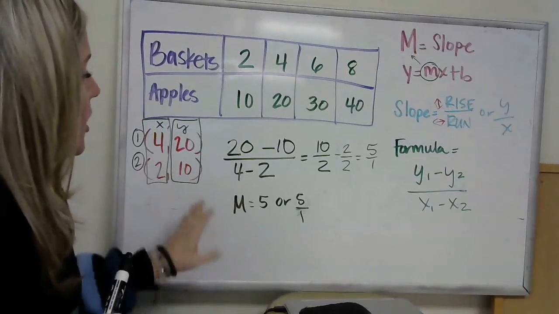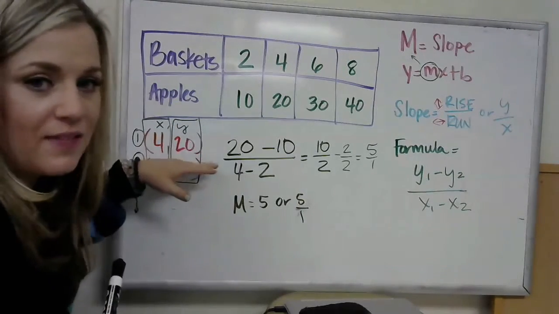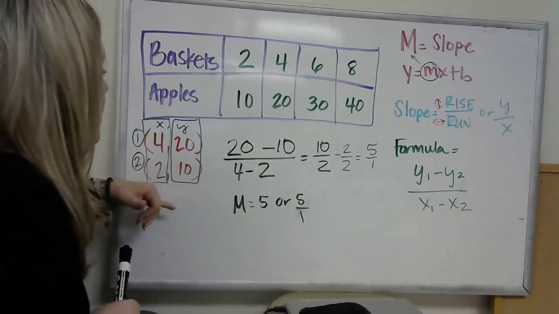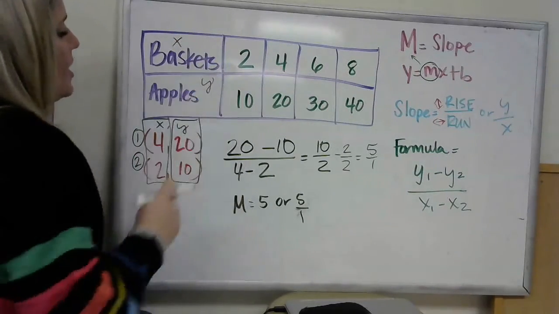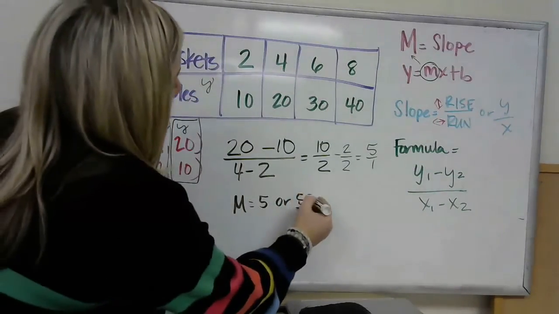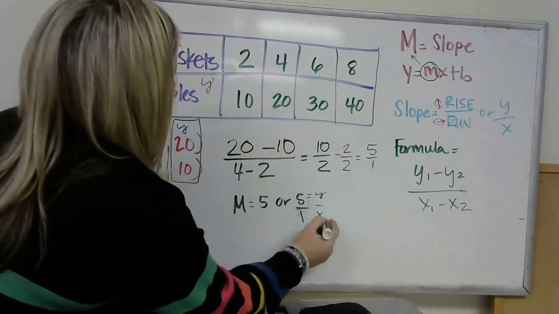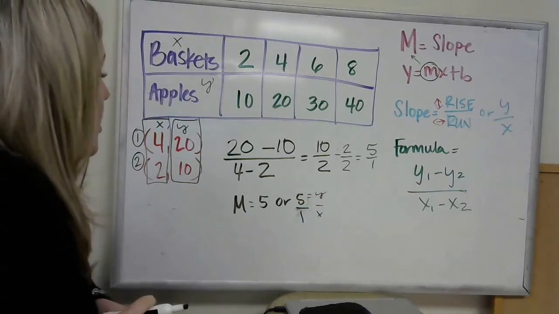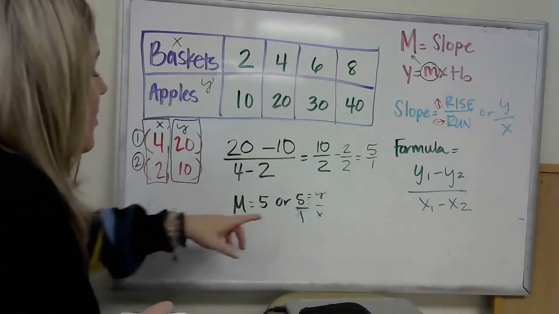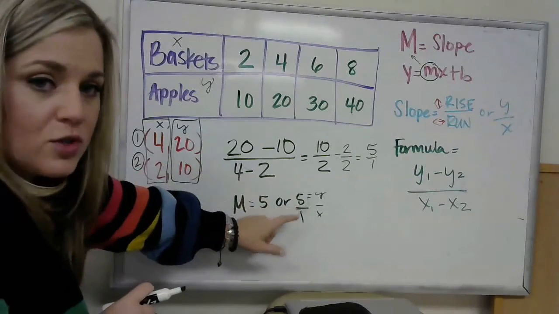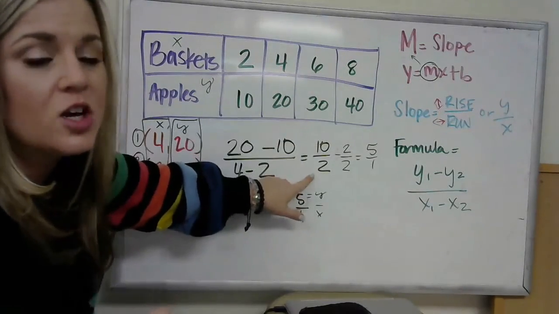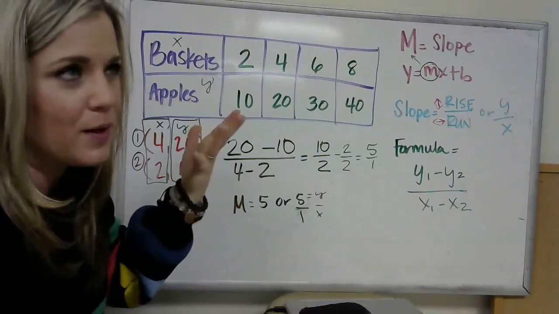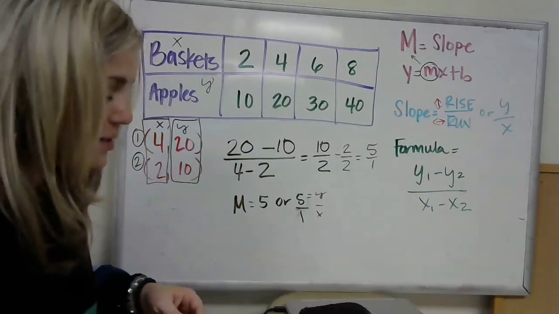All right, so if we look at this too, we need to be able to explain this. So what this is basically saying, here's my x's and here's my y's, right? You've got to remember that this is y and this is x, okay? So 5 apples for 1 basket, or 10 apples for 2 baskets. You've got to be able to describe that, and that also makes it make a little more sense.